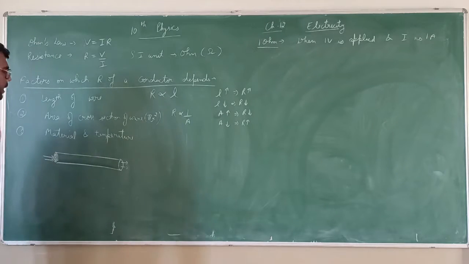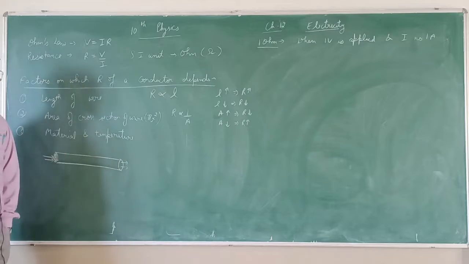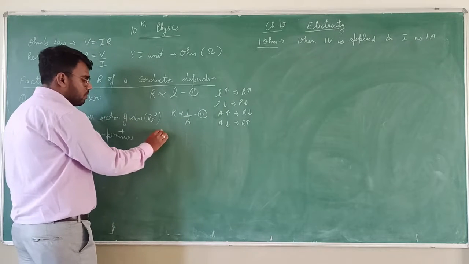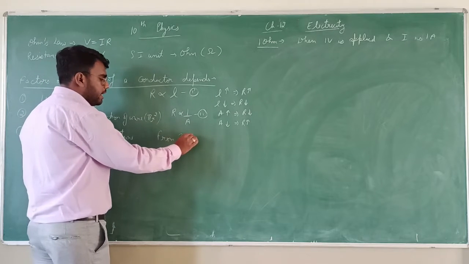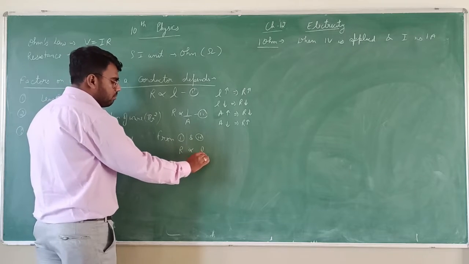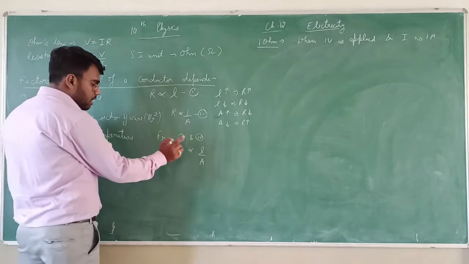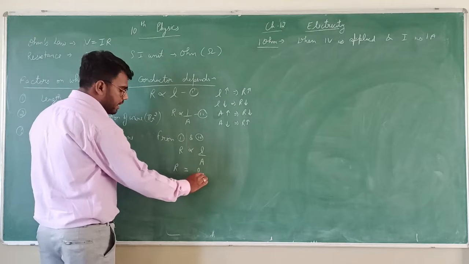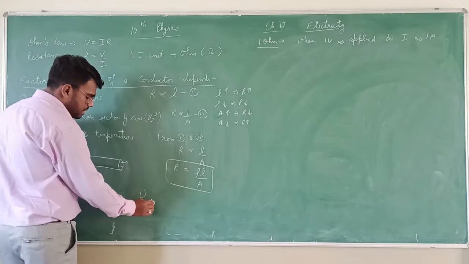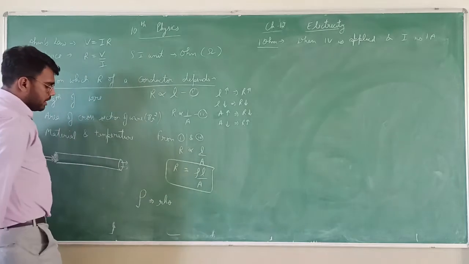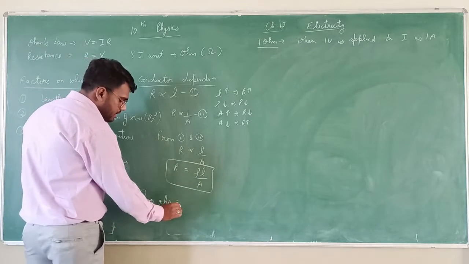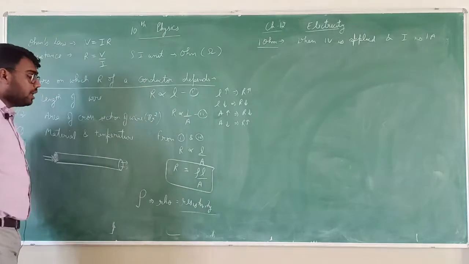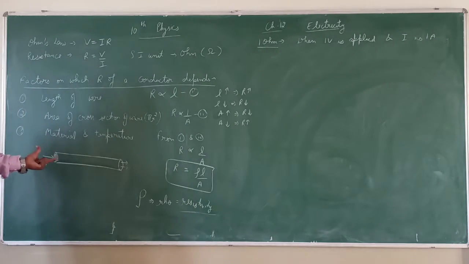It also depends on material and temperature, which is the property of the material. If I combine these two, from 1 and 2, resistance depends on both length and area. If I remove this proportionality sign, we will get a constant, and here we will use the constant rho. The symbol is called rho. This constant is called resistivity. Resistivity is the property of a material which changes with temperature.